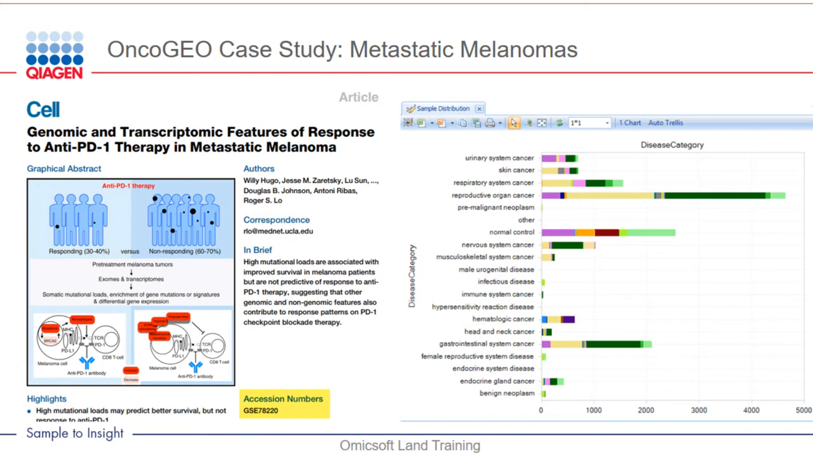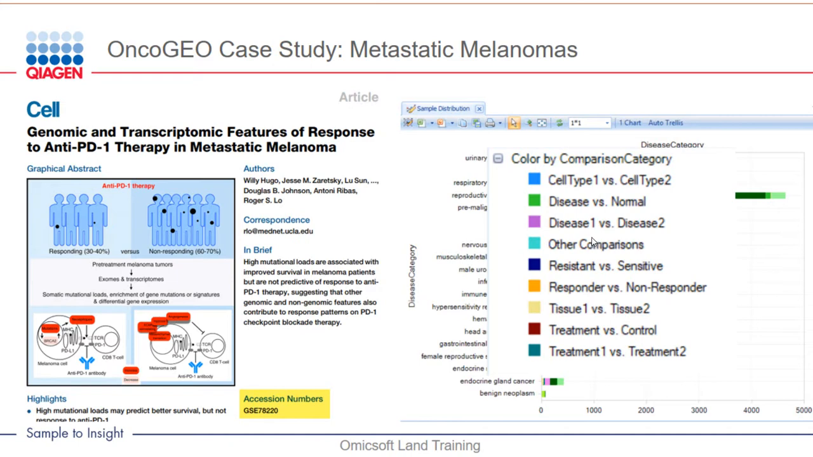OncoGEO is a collection of individual oncology-related datasets in NCBI's GEO and SRA repositories, including samples of cell lines and normal controls. This collection also includes Omicsoft curated comparison data from these projects, such as disease versus normal, drug resistant versus drug sensitive, or drug treatment versus controlled treatment, with statistical inferences to identify differentially expressed genes within these treatment groups. In this video tutorial, we will explore how users can find studies that are deposited within OncoGEO.